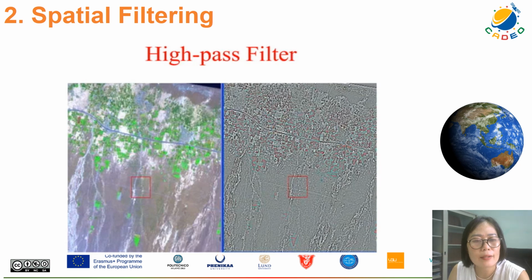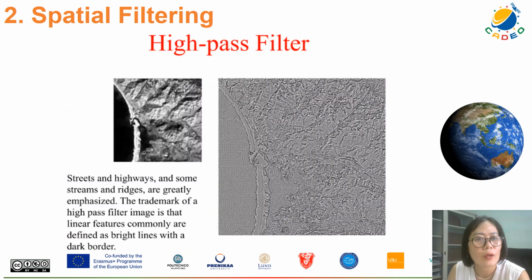And here is an example of an image after applying the high-pass filter, in which you can see that streets and highways and some streams and drifts are greatly emphasized. The trademark of a high-pass filtered image is that linear features commonly are defined as bright lines with a dark border.